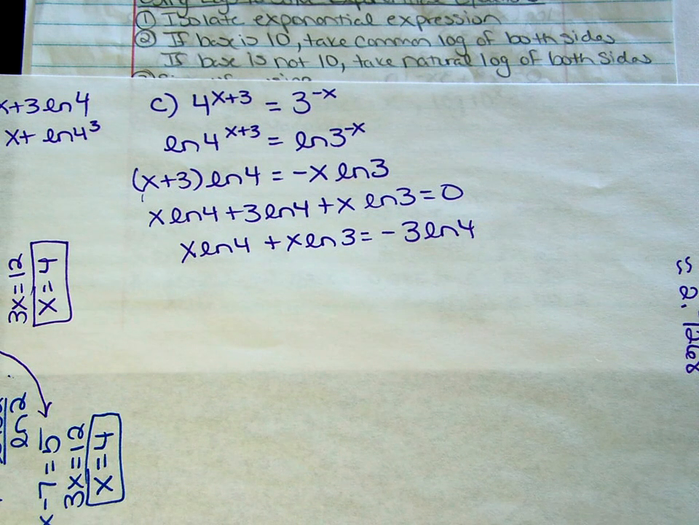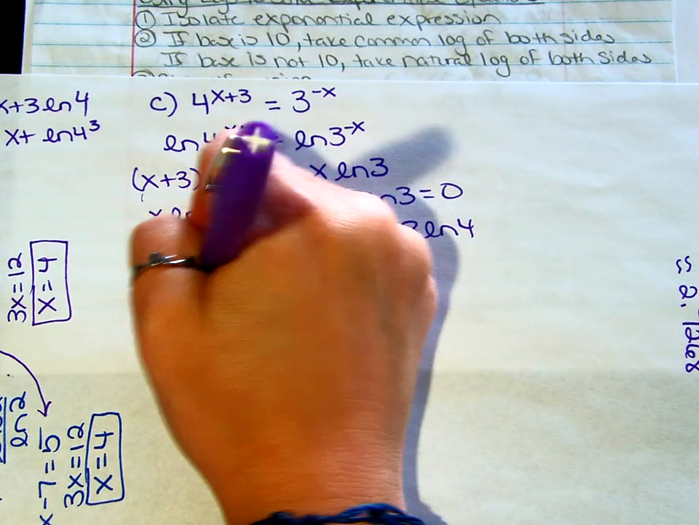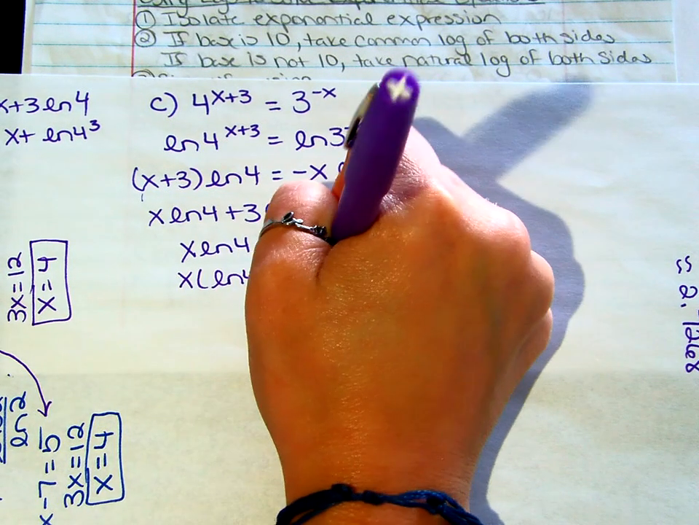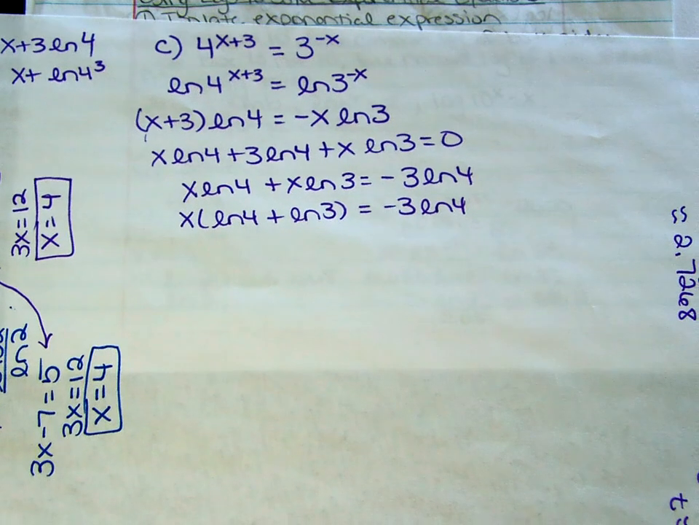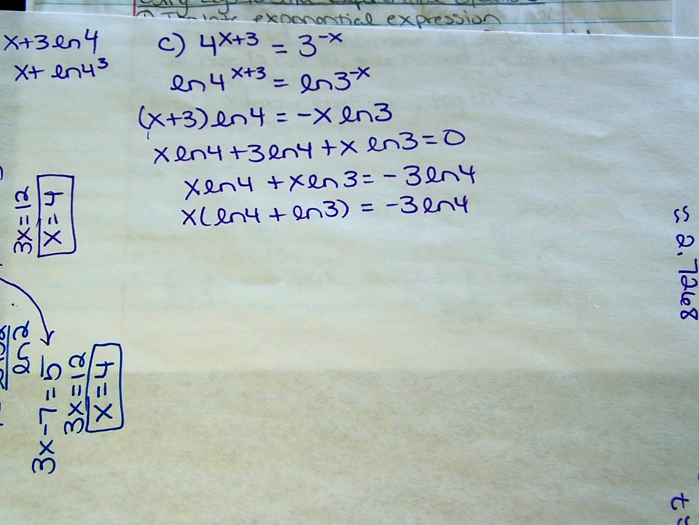Now, what do I do next? Remembering I'm trying to solve for x. I got to factor out that x. Exactly right. I got to pull that x out so that I have x times the quantity ln of 4 plus ln of 3 equals negative 3 ln of 4. Because once I've factored out that x, notice there's only one x term left. And that x is multiplying against everything in the parentheses. So if I'm trying to isolate that x, I'm going to divide everything that's in that parentheses over.